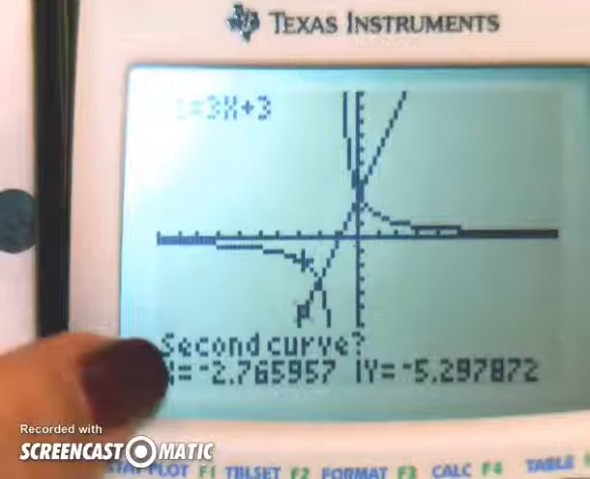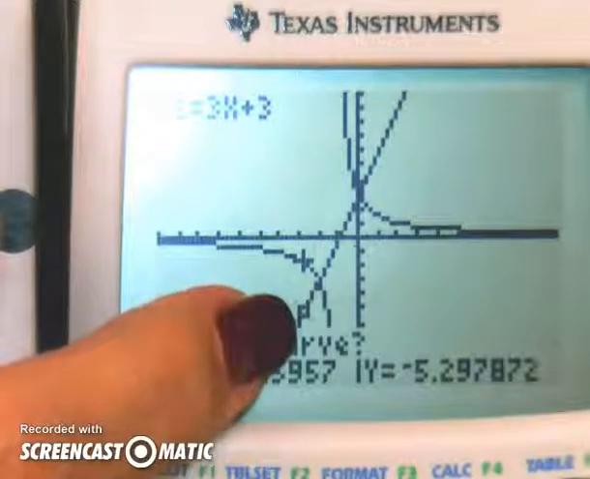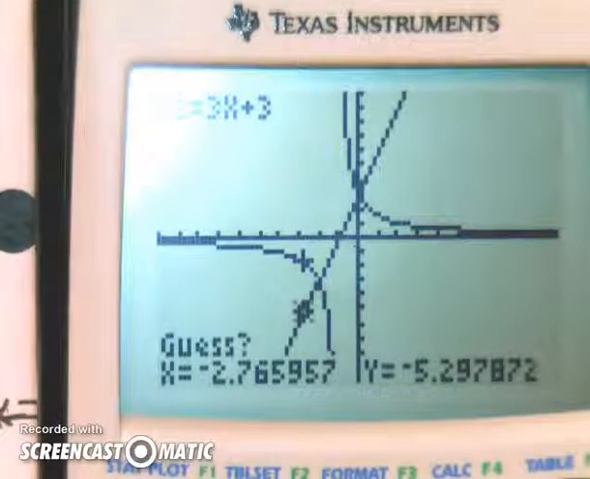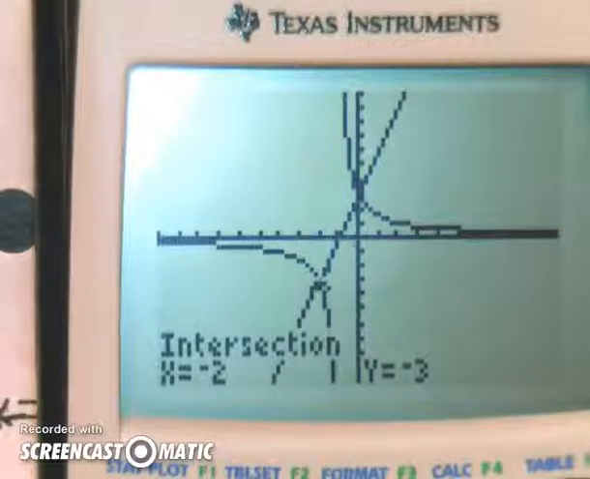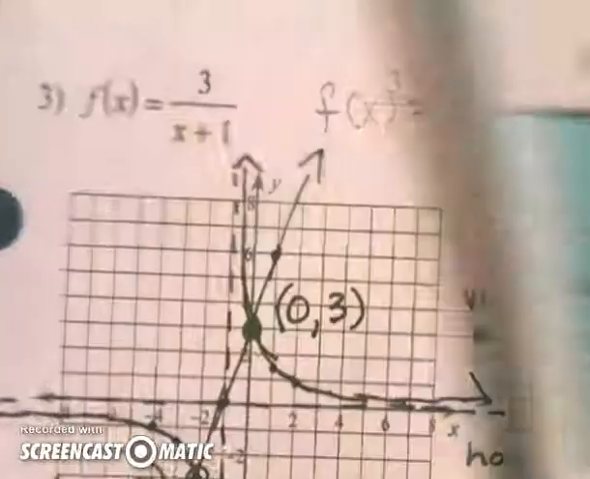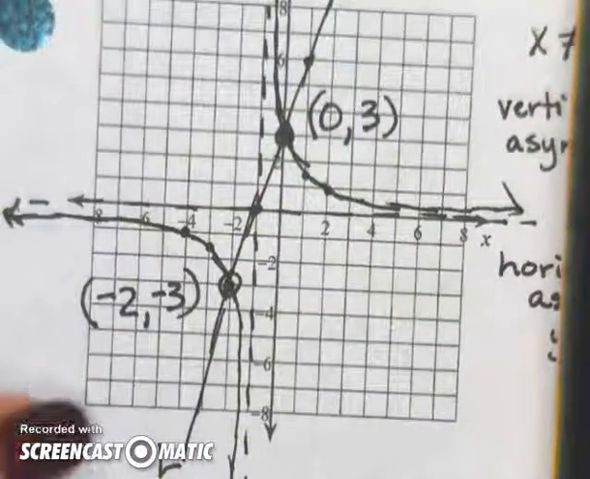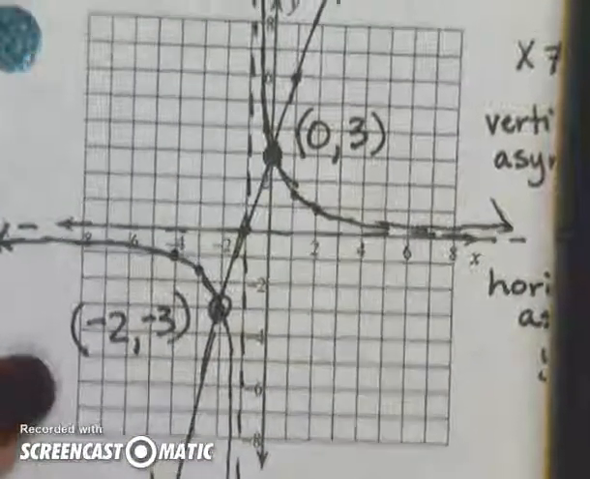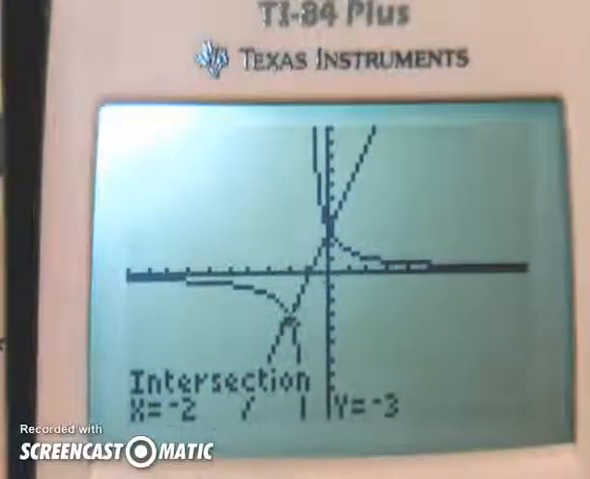It says second curve. I'm down here on the line. I'm going to press enter. Now it wants a guess. I'm just going to press enter. And it tells me the point is -2, -3. Well, that's indeed what we had found right here. -2, -3. Now let's find the other one.